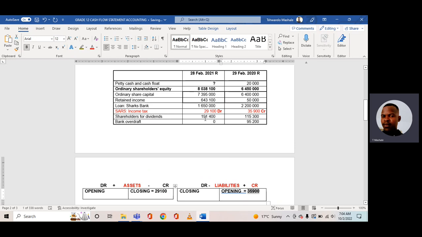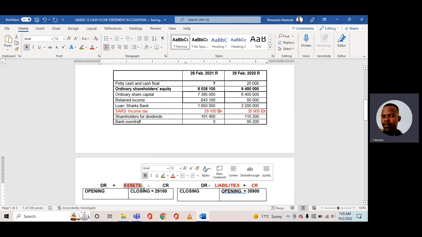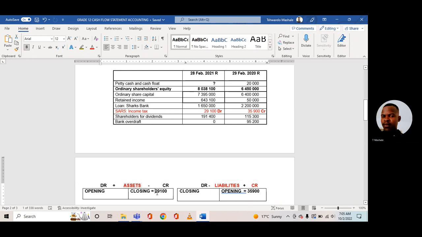And therefore, you go to the closing balance. The closing balance tells you that I am a DR. Therefore, if I am a DR, treat me as an asset. Therefore, the asset tells you, if you have a closing which is an asset, you must record it on the credit side. Therefore, here you record it on the credit side.